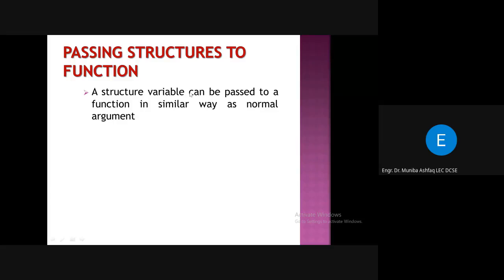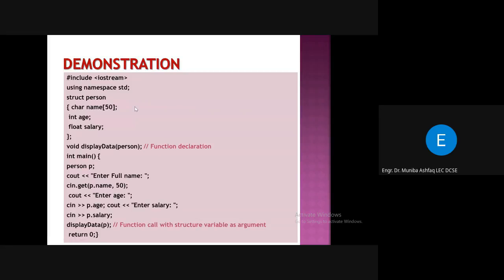A structure variable can be passed to a function in a similar way as normal arguments. Just like you pass normal arguments, normal variables in the function, you can do the same with structure variables. So here is an example of a complete program, right? Hash include iostream, using namespace std. Now at this point we have to first declare our structure.